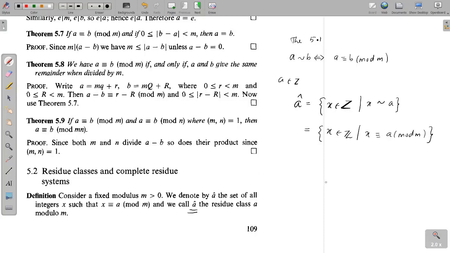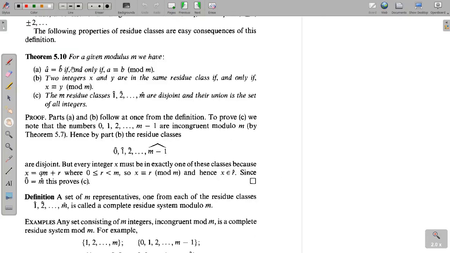Therefore, being equivalence classes, all the residue classes possess the following properties. That is Theorem 5.10. For a given modulus m, we have: a-cap is equal to b-cap, that is, the residue class of a is equal to the residue class of b, if and only if a is congruent to b mod m. Second, two integers x and y are in the same residue class if and only if x is congruent to y mod m.